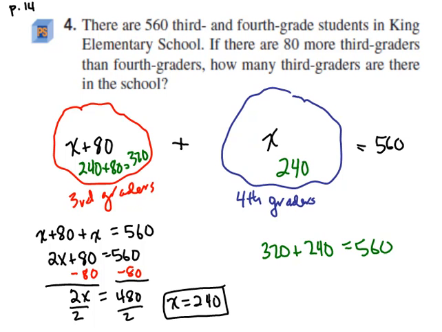So after you've done all the work, we've answered a few questions, and you have to make sure that your final answer answers the question that's asked. We could also ask how many fourth graders were in the school, but this question happens to ask how many third graders there were.